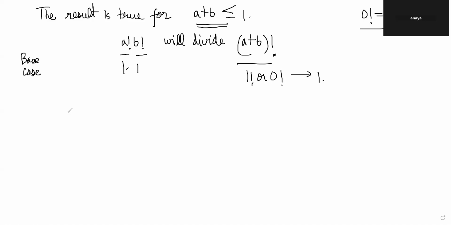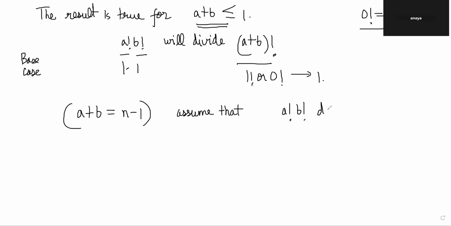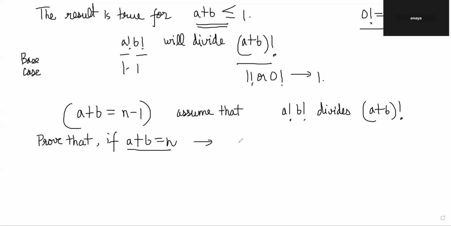We will assume that the result is true when a plus b is equal to n minus 1. Assume that in that case, a factorial b factorial divides a plus b factorial. And now from here, we have to use this to prove that if a plus b is equal to n, then the result is also true.